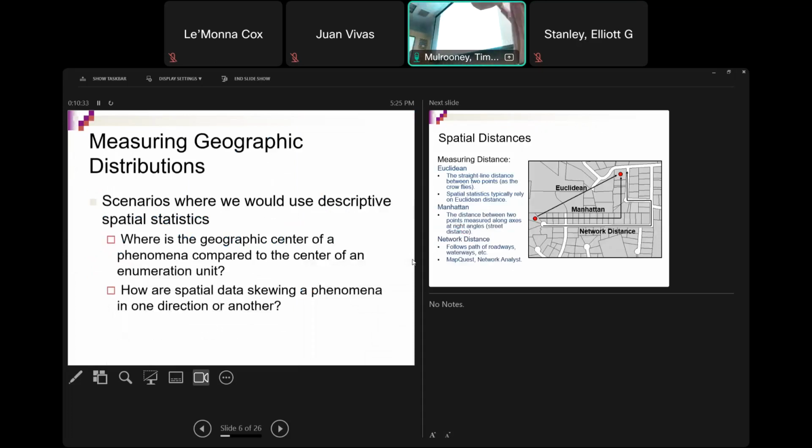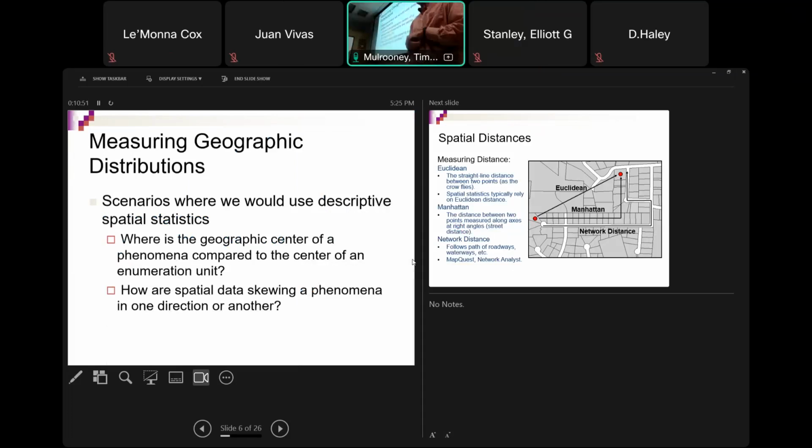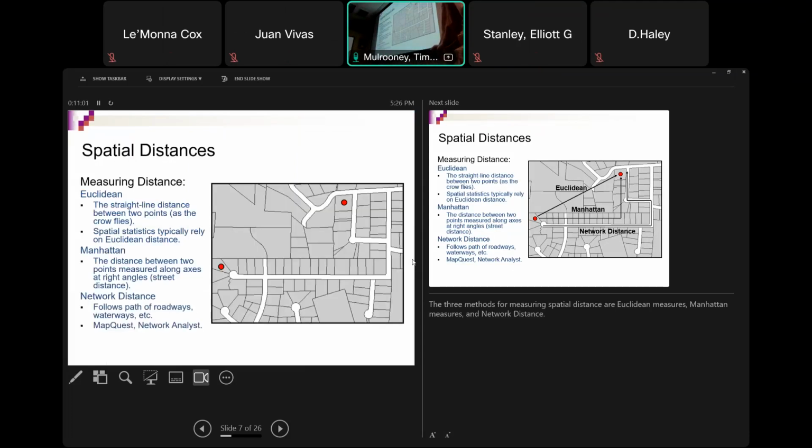So when we talk about geographic distributions, what are some areas where we want to use basic descriptive statistics? We're just describing the entire data set. Where's the geographic center of a phenomenon compared to the center of an enumeration? That's what we're going to do today for an area around Greensboro, where we're going to look at deer vehicle collisions versus the center of population. Are they in the center? How is the spatial data skewing the phenomena in one direction or another?